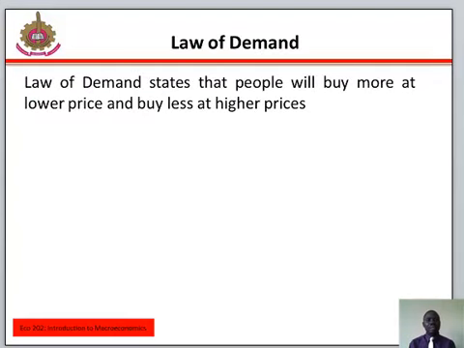Law of demand. The law of demand states that people will buy more at lower prices and buy less at higher prices. The law of demand is known as the first law in the market. It shows the relationship between the price and quantity demanded of a commodity in the same market. In other words, the amount demanded increases with a fall in price and diminishes with a rise in price. So the relationship described by the law of demand is an inverse or negative relationship because the price and the quantity demanded move in opposite directions.